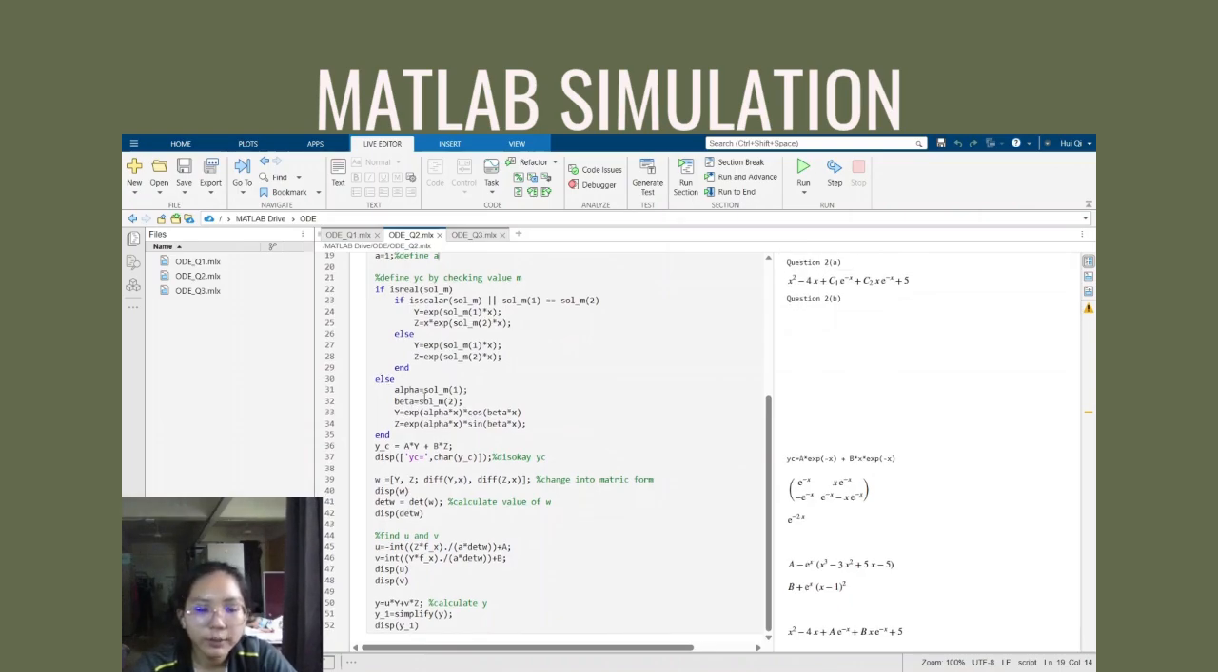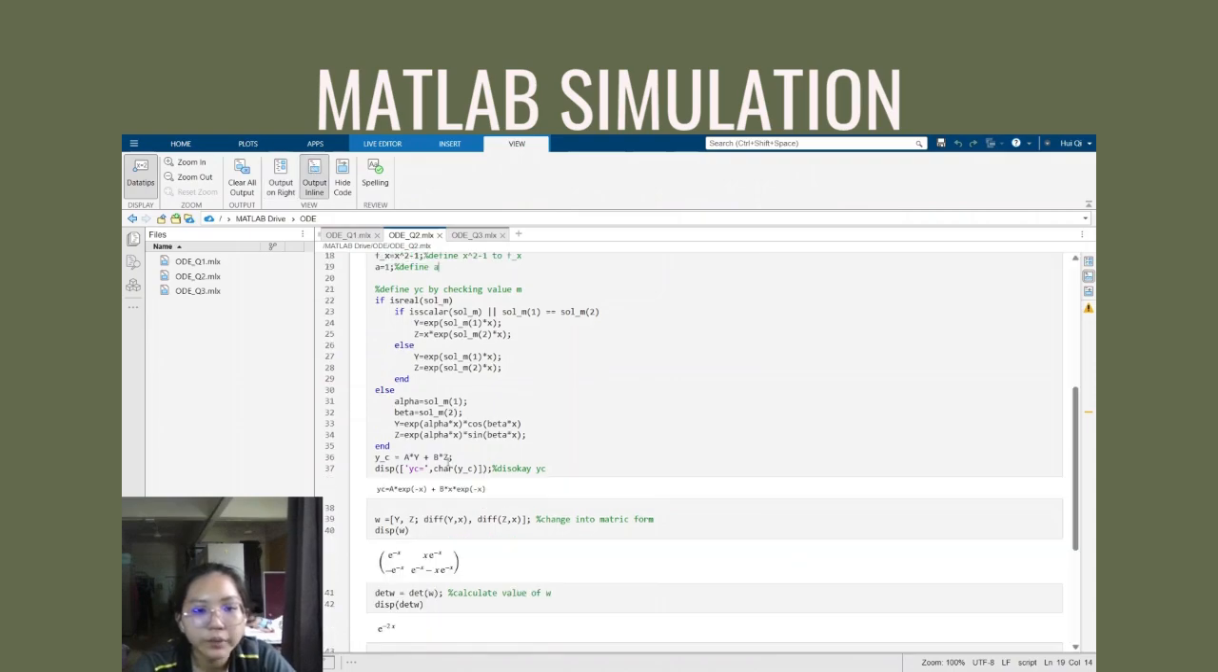For the imaginary number case, it will have the presence of alpha and cos, where its e to the power of alpha x times cos beta x. And the yc is displayed as A times y plus B times z, and here is the answer.